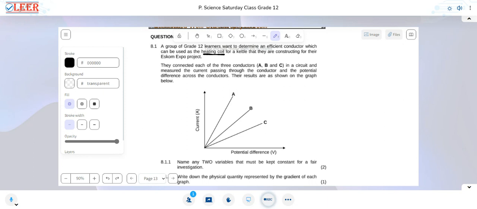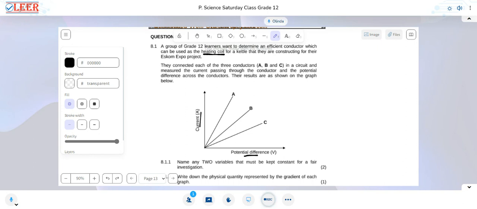They connected each of the three conductors, A, B and C, in a circuit, and they measured the current passing through the conductors, which is on our y-axis, and the potential difference across the conductor, on our x-axis. Their results are shown in the graph below.